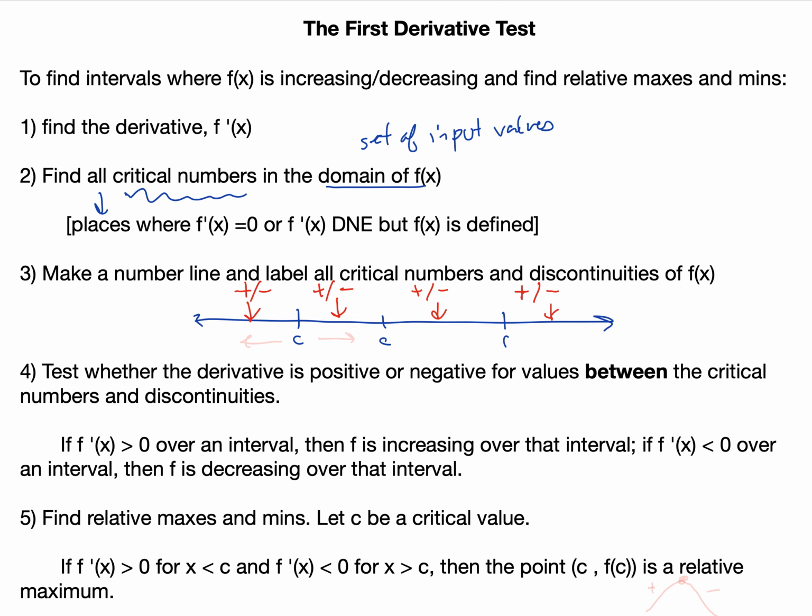And as we saw above, if f prime of x is positive over an interval, then the function is increasing over that interval. If f prime of x is negative over an interval, then the function is decreasing over that interval. Next, we find the relative maxes and mins.